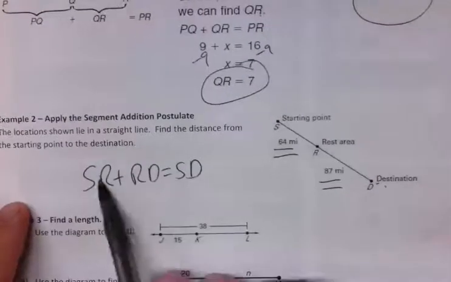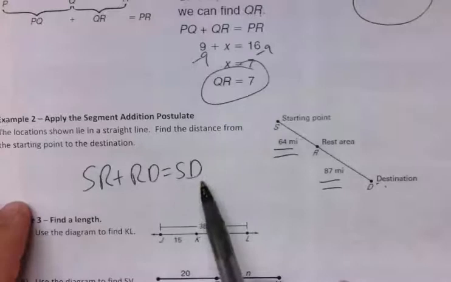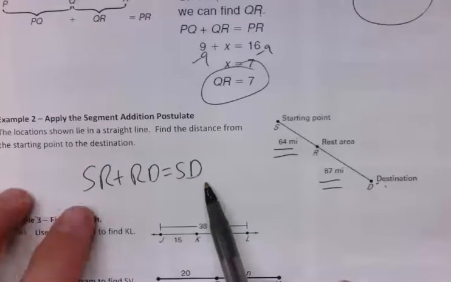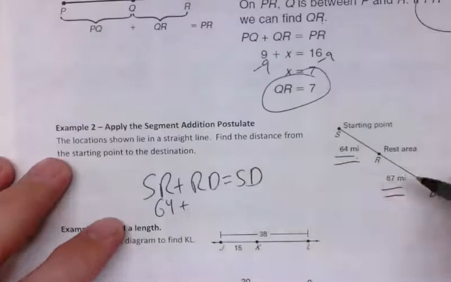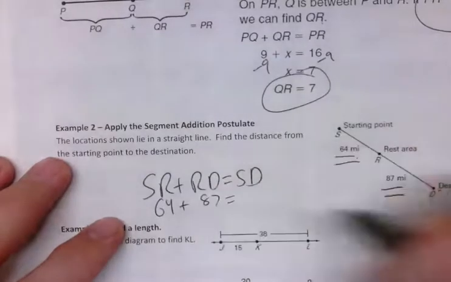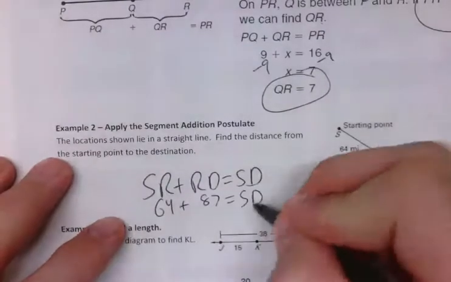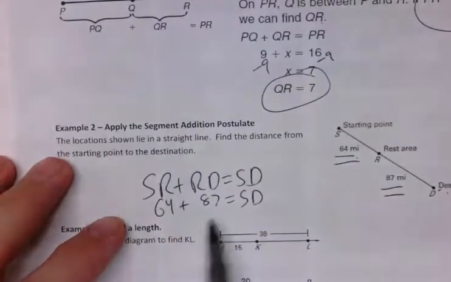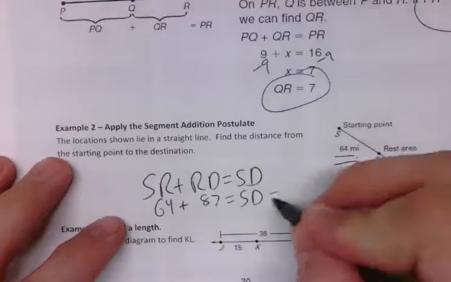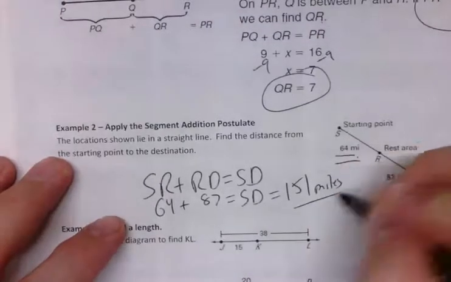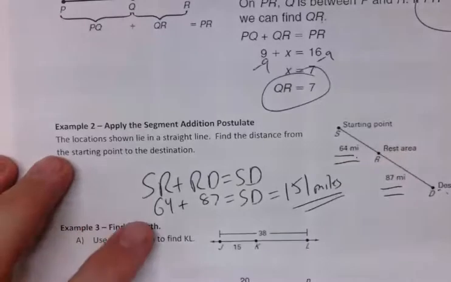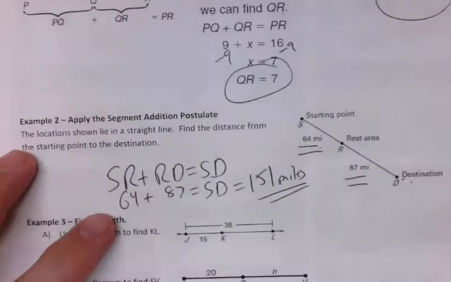So when you set up your equation, all you're doing is really plugging in which values you have, and then solving for the one you don't have. So I'll substitute 64 for SR, I'll substitute 87 for RD, and of course that equals whatever that total is. Looks like 151. So that's 151 miles. And that is the distance from S to D, from starting point to destination.